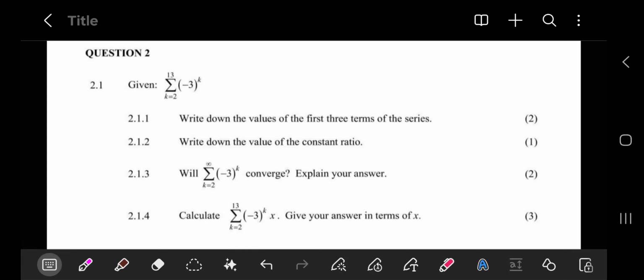Now 2.1.1 says write down the values of the first 3 terms of the series. Generally, when it comes to the first 3 terms, I know that you will think of term 1, term 2, and term 3, but do not make that mistake for sigma notation. The first 3 terms will always be from the starting term. Here the starting term is 2, meaning that the first 3 terms would be term 2, term 3, and term 4. So that is something that is extremely important for you to take note of. It would be the first 3 terms from the starting term.